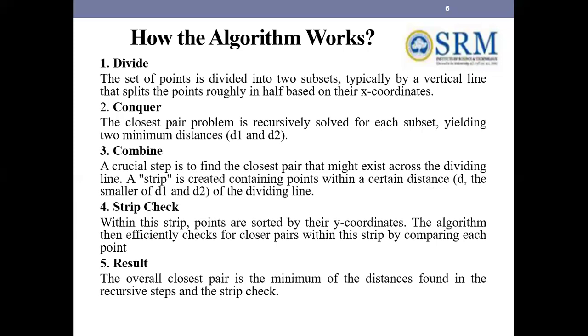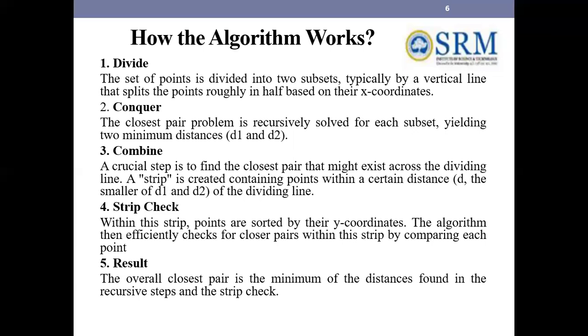And conquer. Conquer is finding the solution, solve. Now, apply the recursive algorithm to find the closest pair in each area. What's the closest pair in the left side? What's the closest pair in the right side? So for the closest pair, the distance D1 is the minimum distance in the left side. D2 is the distance between the closest pair in the right side. So we are finding D1 in the left side, D2 in the right side.